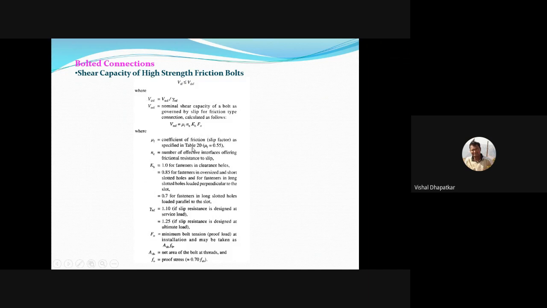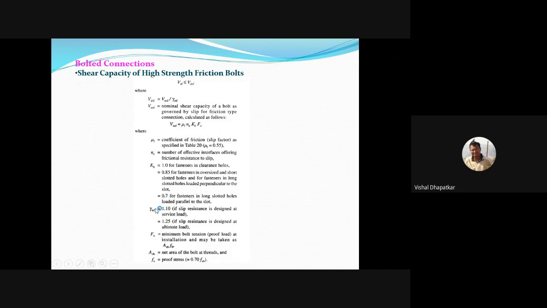Now friction coefficient is 0.55 for steel to steel. Then number of effective interfaces depends on whether it is a single shear type connection or a double shear type connection. If it is single, then NC will be 1, and if it is double shear, then NC will be 2. KH is 1 for fasteners in clearance holes, 0.85 for fasteners in oversized and short slotted holes, and 0.7 for long slotted holes. So if you provide long slotted holes, then there will be less resistance, so we can reduce the force up to 30%.